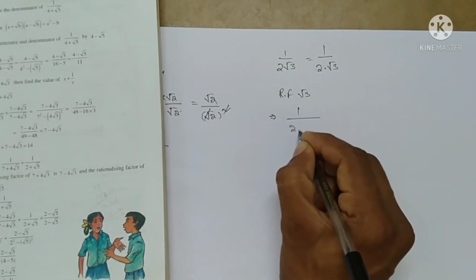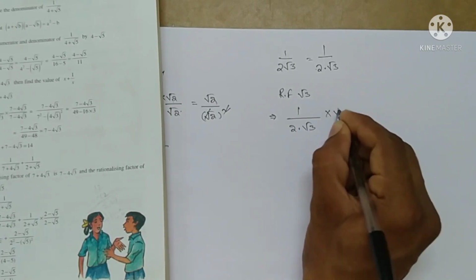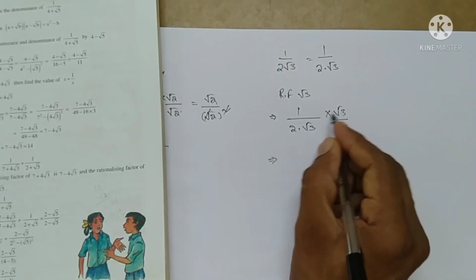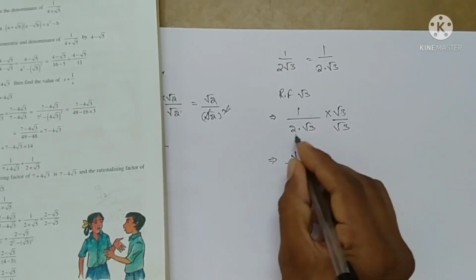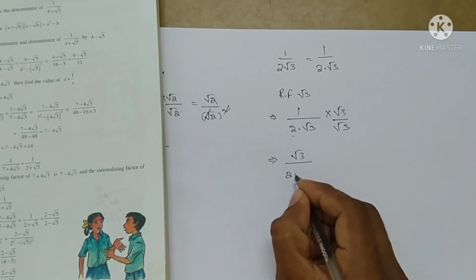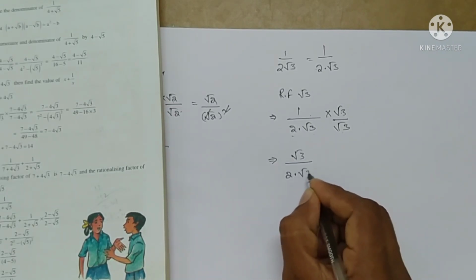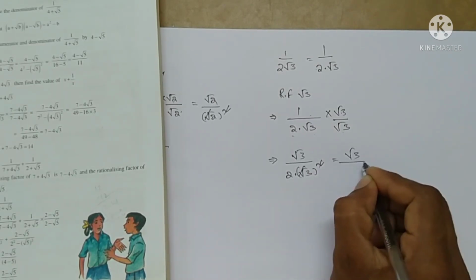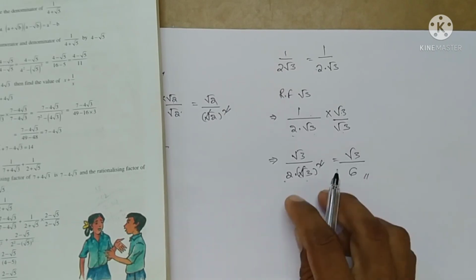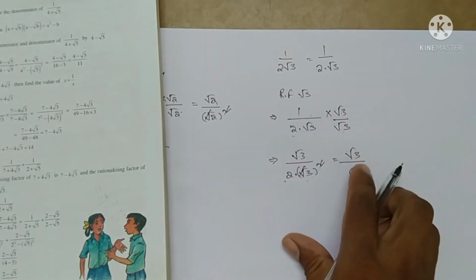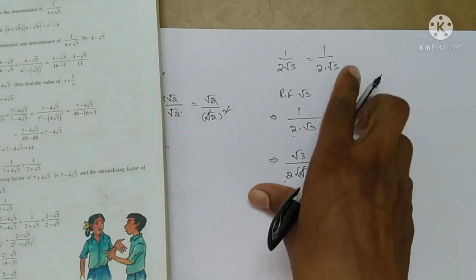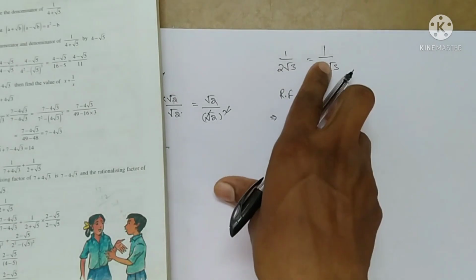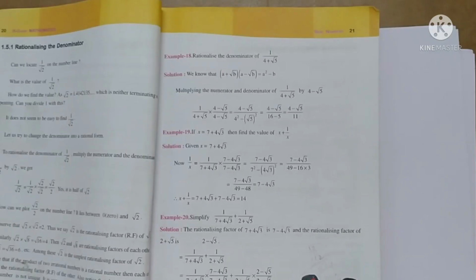1 by 2 into root 3 into root 3 divided by root 3. So that is equals to root 3 into 1, root 3 by 2 root 3 into root 3. 2 into root 3 into root 3, root 3 whole square. So square root cancel. So that is equals to root 3 by 2 3s are 6. This is the final result. Here the denominator is rationalized. So we changed it from irrational form to rational form. It is easy to understand, right?